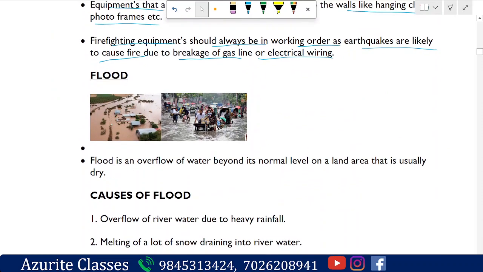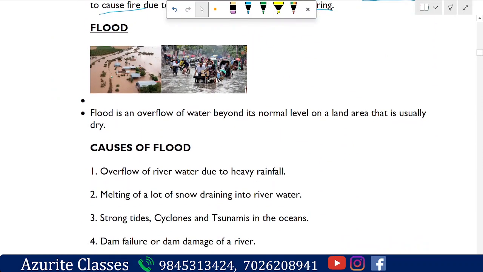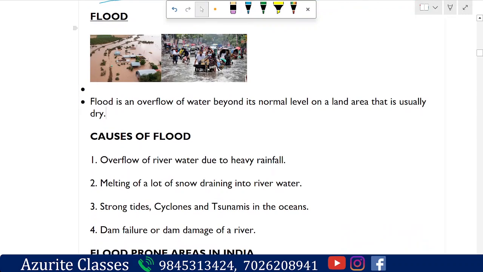Sir, that is floods, okay? So now floods. So what are floods? That is overflow of water. Can you see these pictures, right? So this water is excess. When water is in excess, it comes into the homes and also the farmland, everywhere. That causes the flood, okay?